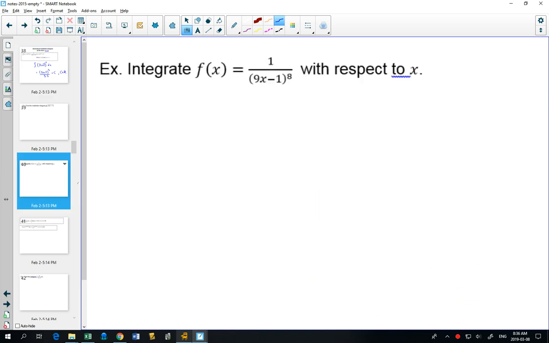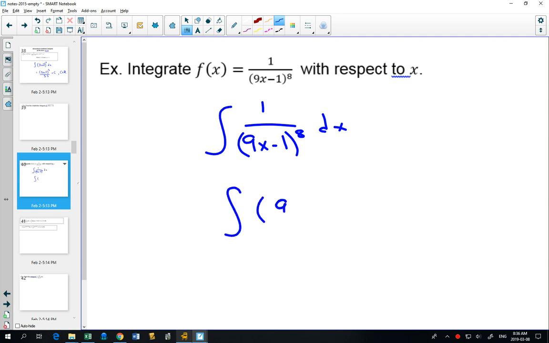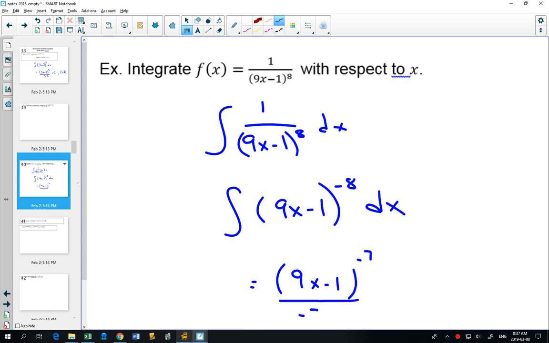So integrate f of x. So if we write this, the integral of 1 over 9x minus 1 to the 8 dx. Probably takes some time first to change this into a form that we can integrate easier. And here we have a line inside of a power. So how do we do the power? Add 1 to the exponent, divide by that. And then because there's a 9 and a chain rule would happen if you did the derivative, you'd also have to divide by 9.